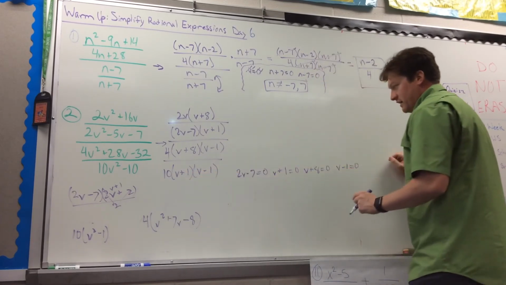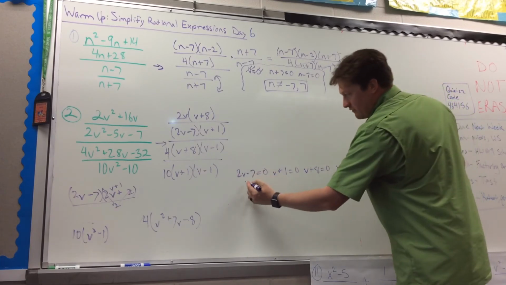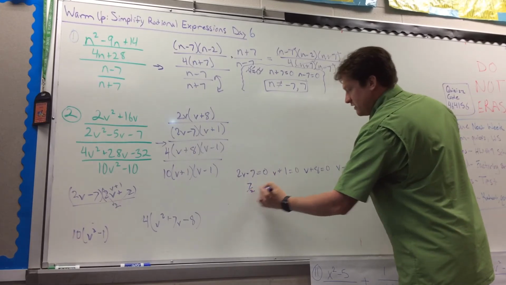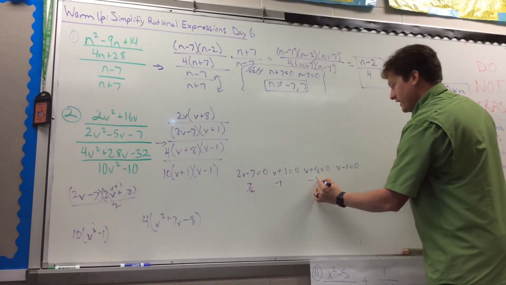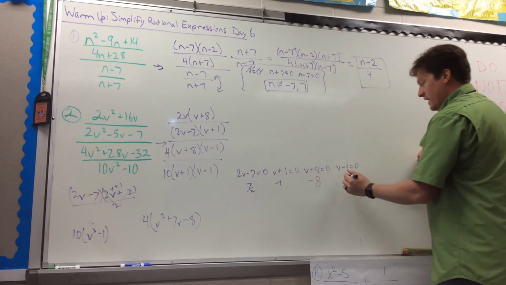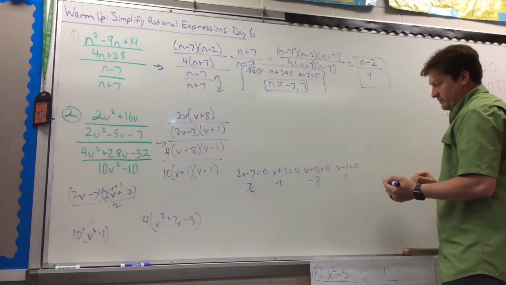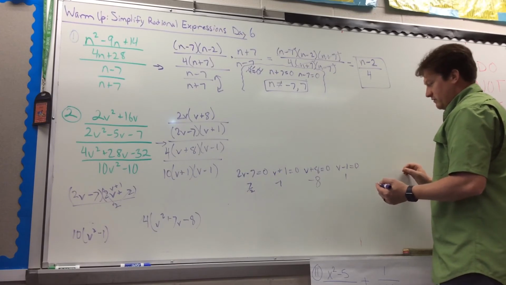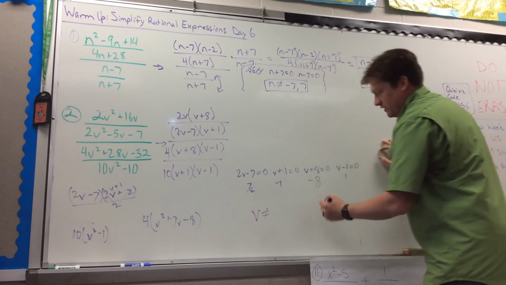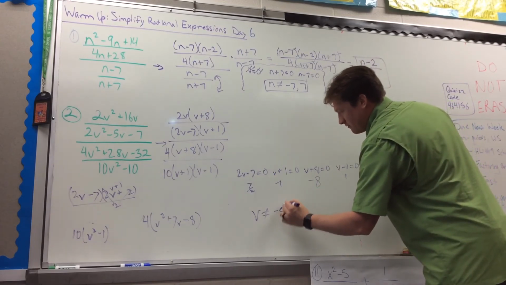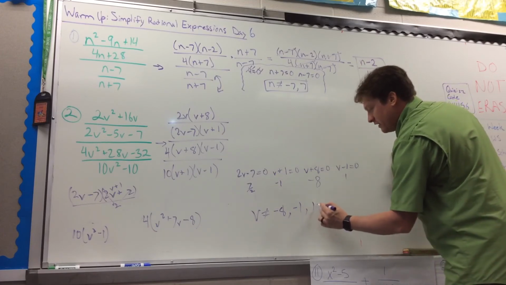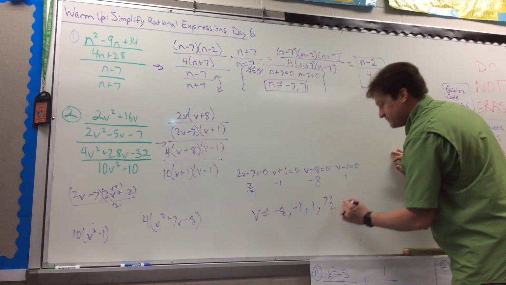So here are my restrictions. I've got 7 over 2, I've got a negative 1, a negative 8, and I've got a positive 1. So I'm going to put it in order. I'm going to go negative 8, negative 1, 1, and 7/2. So I know that v cannot equal, in order, -8, -1, +1, and 7/2.